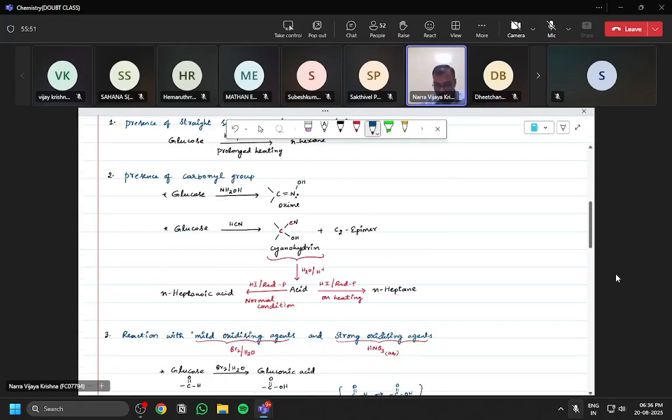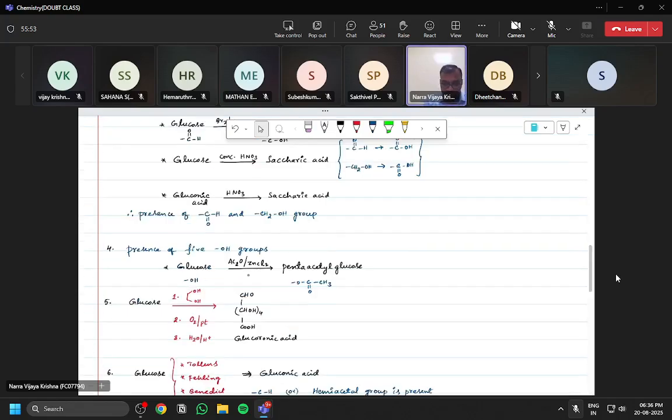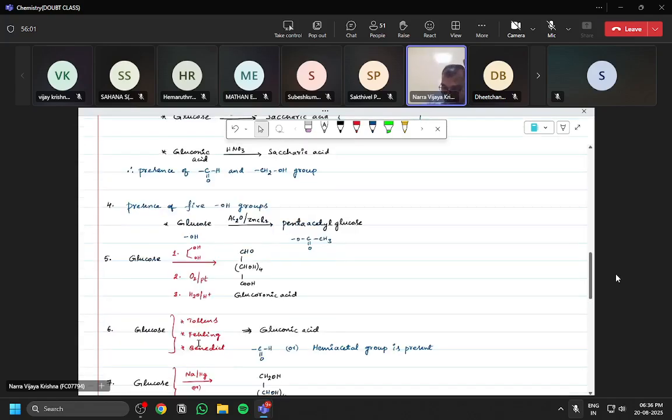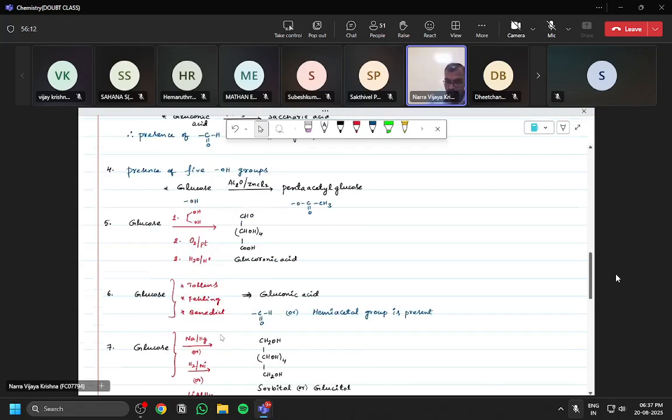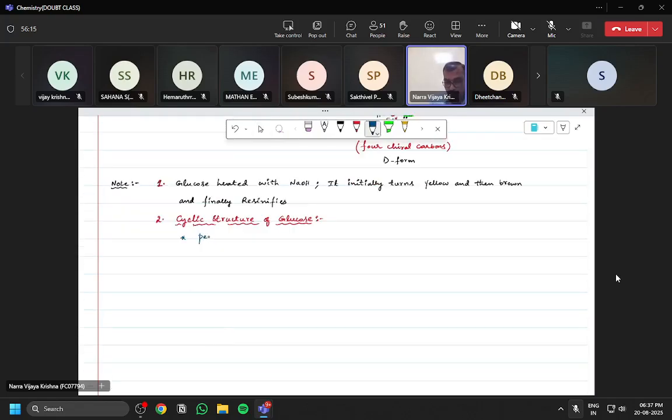But here only the OH groups are converted into acetyl groups, meaning the aldehyde group should not be disturbed. So when pentaacetyl glucose is allowed to react with hydroxylamine, there is no reaction. This means the aldehyde group is not free. So the first prediction: when the pentaacetate of glucose is allowed to react with hydroxylamine, no reaction.